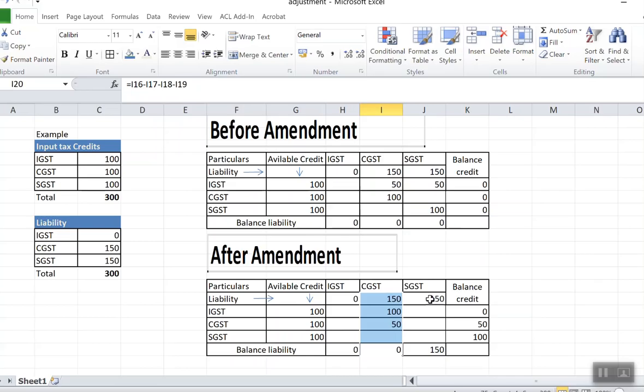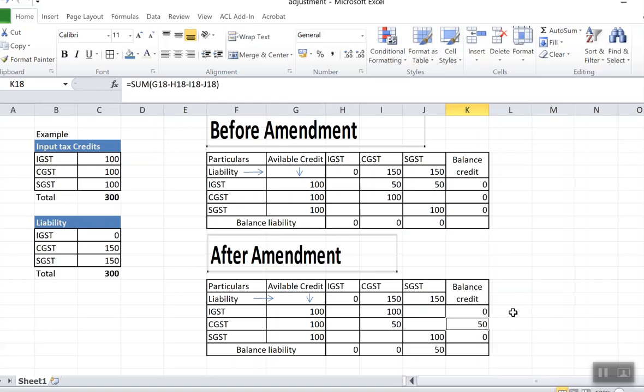Okay. Next, the liability is SGST 150. This SGST 150 is adjusted with the credit of SGST. Once you adjust SGST 100 rupees against the SGST liability of 150, there will be a balance tax payable of 50, and we have a credit of CGST 50 rupees. This CGST and SGST cannot be adjusted.